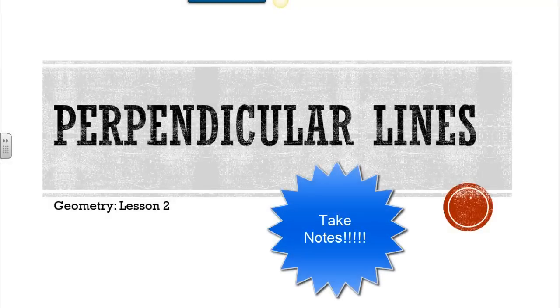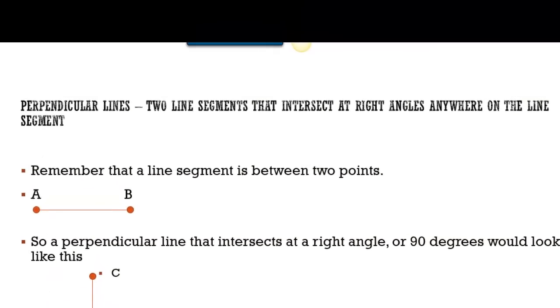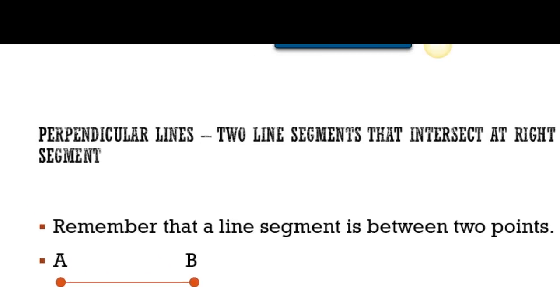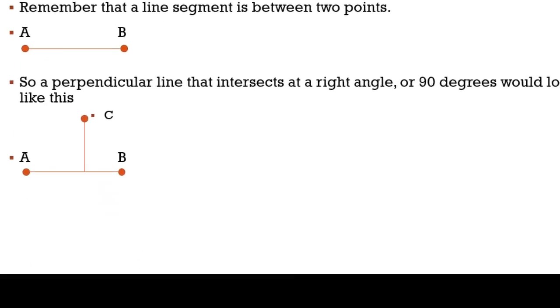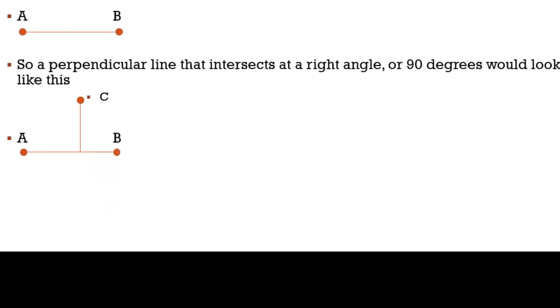Okay, here we are at lesson 2 for geometry and perpendicular lines. Perpendicular lines are two line segments that intersect at right angles anywhere on the line segment. Remember that a line segment is between 2 points, A and B in this example. So a perpendicular line that intersects at a right angle, which we all know is 90 degrees, would look like this.